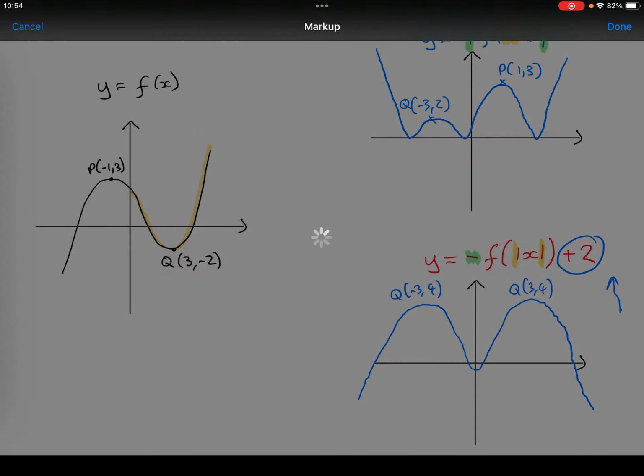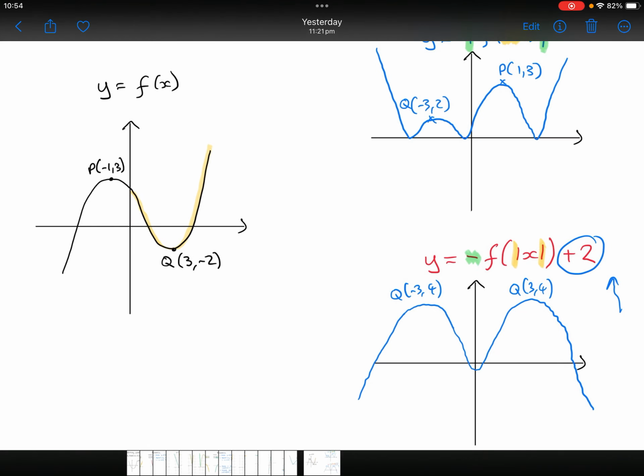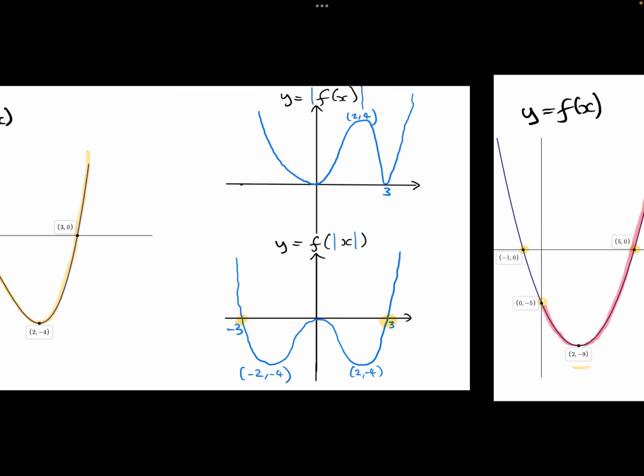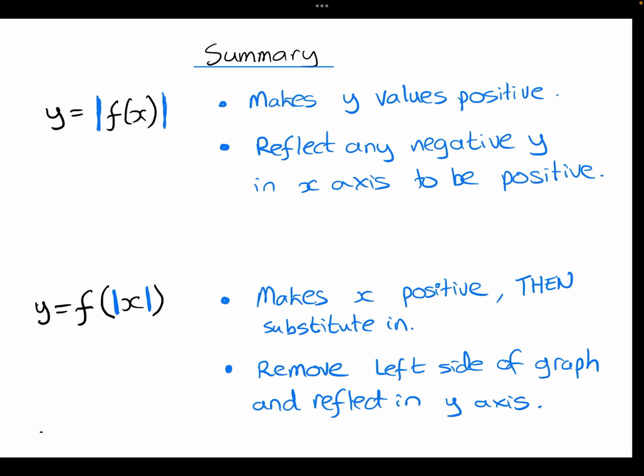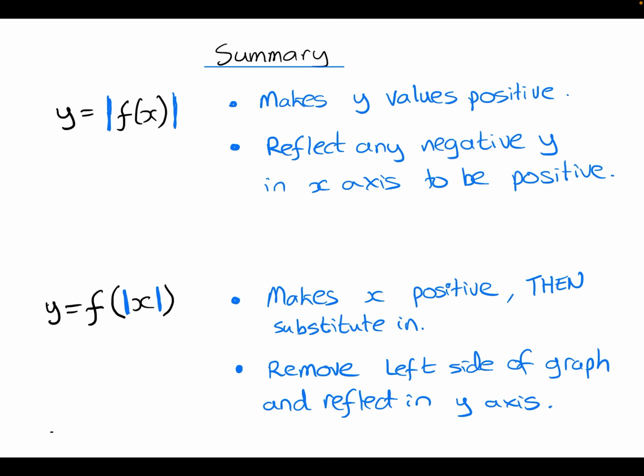That's how we do it with combination of transformations. But the main point from the video really is this idea of the summary here. If the modulus is on the outside, then you reflect any negative y in the x-axis, so they're positive. If the modulus is on the inside, then we remove the left-hand side of the graph completely and reflect the right-hand side in the y-axis.